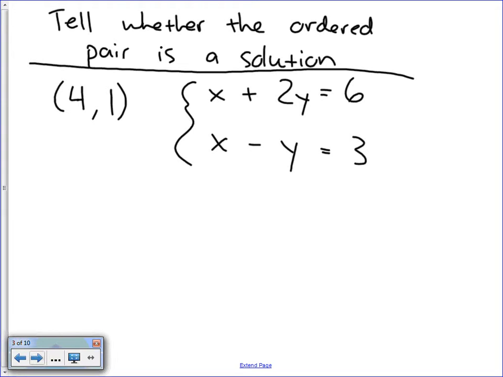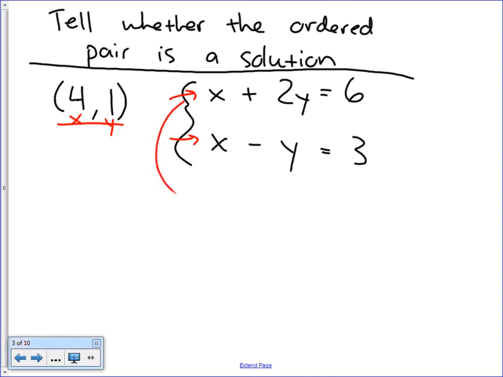So we're going to warm up a little bit by just telling whether the ordered pair is a solution. So is this the intersection of those two graphs? Basically all we're going to do is plug it in for both of them and see if it works. So I need to plug in 4 for the x value and 1 for the y value and see if it works for both of them.